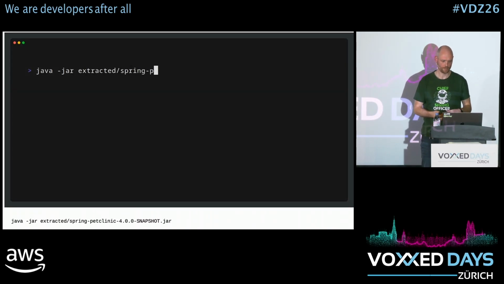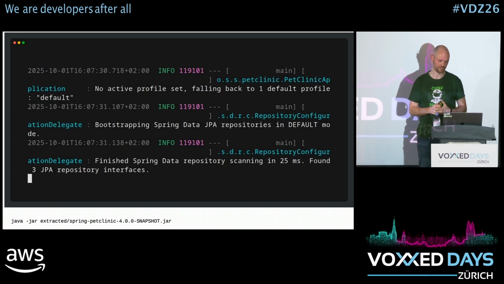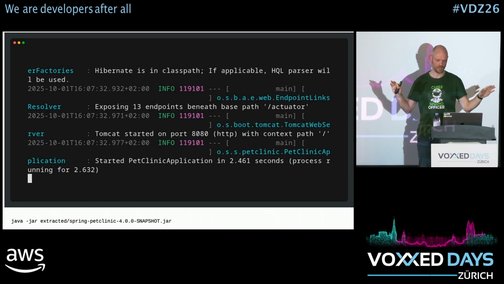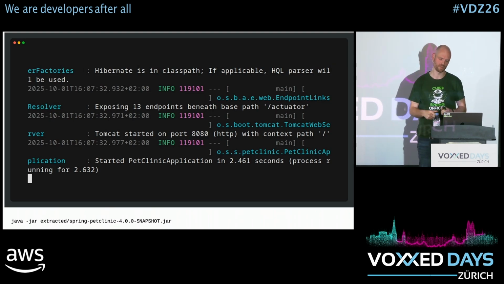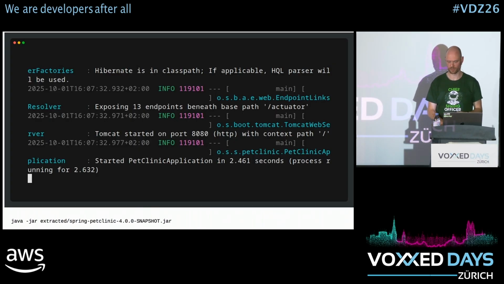And here you can see we are starting the extracted version of the jar file without AOT cache, and you shave off 500 milliseconds. Just by getting rid of this jar in jar stuff, you shave off 500 milliseconds. Small little trick. You can try it yourself.